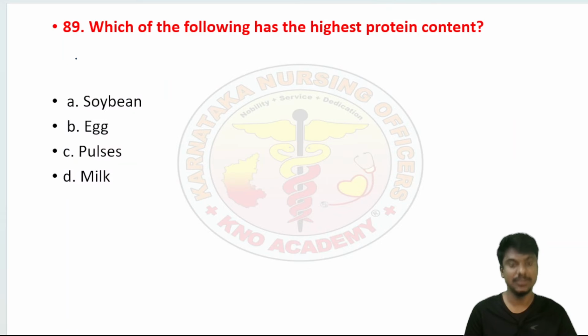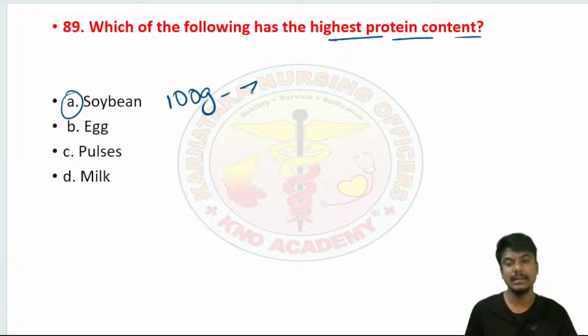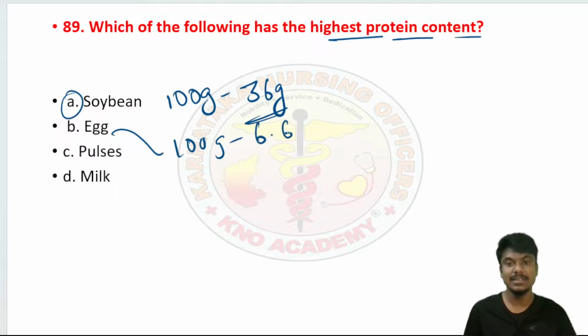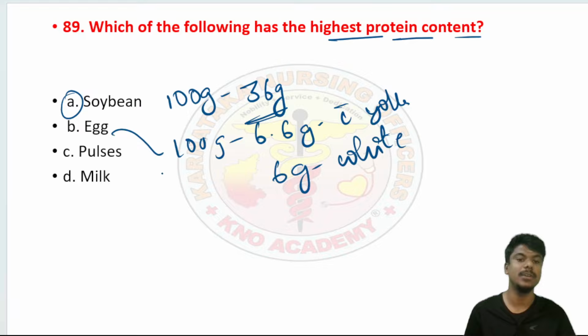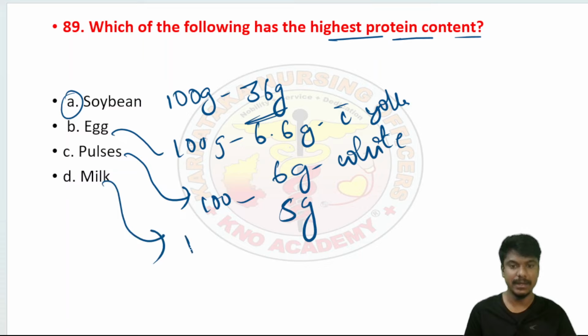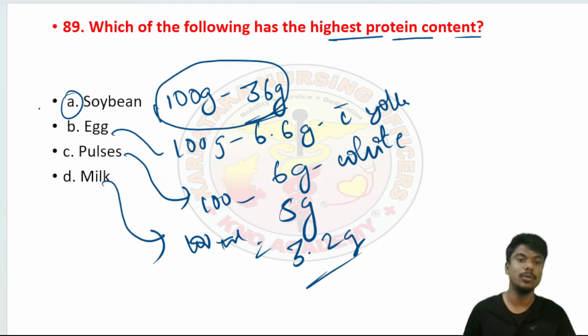Question 89: which among the following has the highest protein content? Per 100 gram, soybean contains 36 gram of protein. Per 100 gram, egg contains 6.6 gram of protein with yolk, and only 6 gram for egg white. 100 gram of pulses contains only 5 gram of protein. 100 ml of milk contains 3.2 gram of protein. Among these, soybean has the highest amount of protein per 100 gram, so soybean is the right answer.